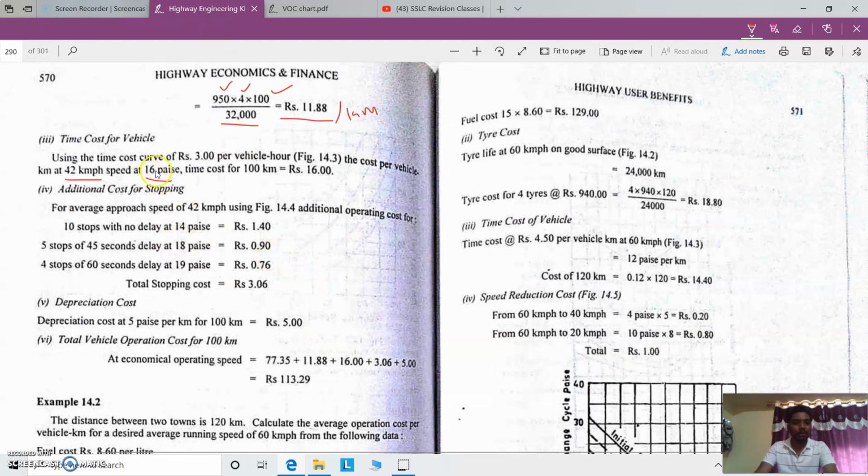Right. So here in the question, there is a mistake. We have to consider 14 paisa for 42 kmph, and the time cost. This is 14 paisa per kilometer, and we have a total of 100 kilometers of travel length, so the total will be 14 rupees.